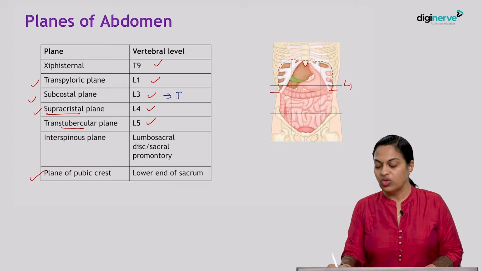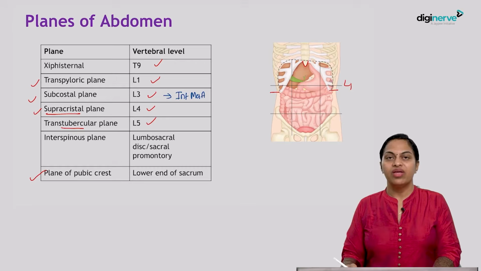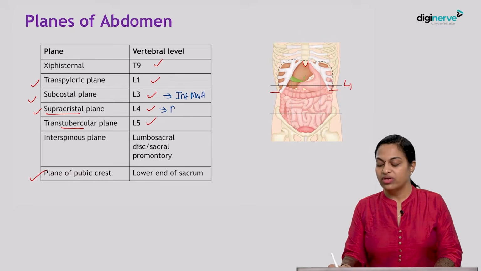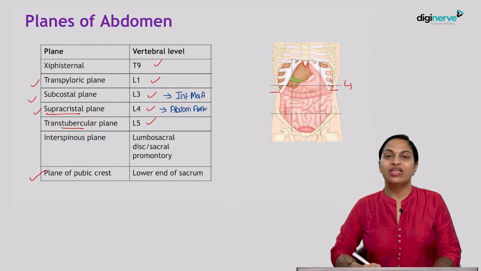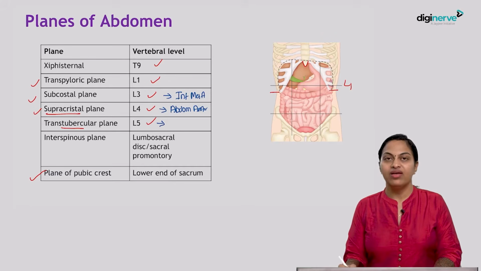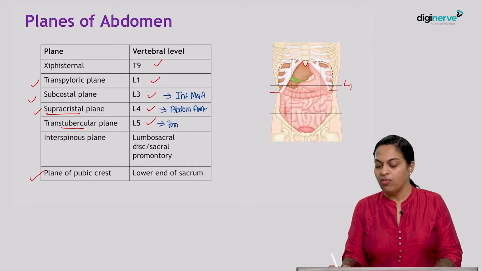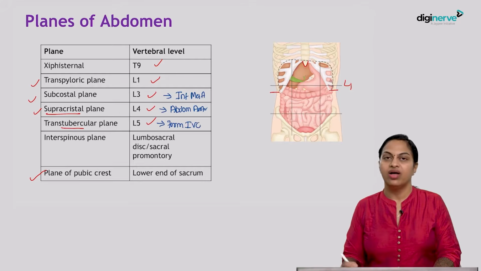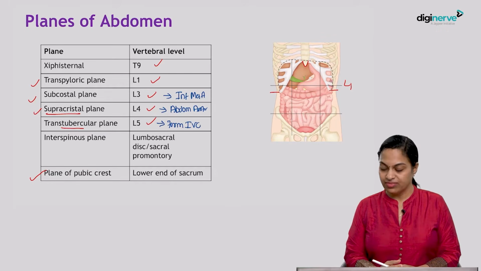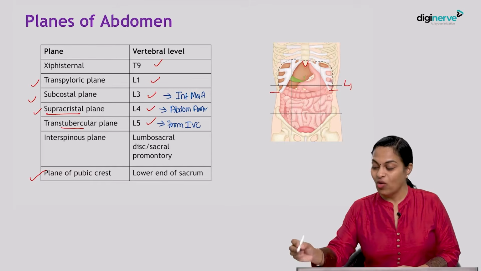L3 corresponds to the origin of the inferior mesenteric artery from the anterior surface of the abdominal aorta. L4, termination of the abdominal aorta into its right and left common iliac branches. L5 corresponds to the formation of the inferior vena cava by the union of the right and left common iliac veins. And there are a lot more events taking place at L1.